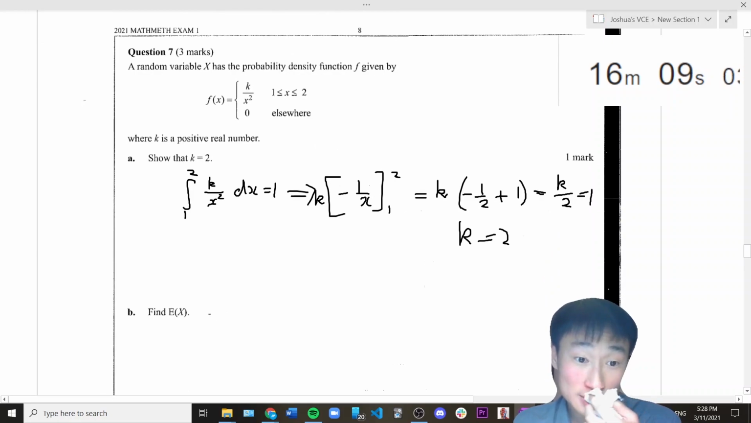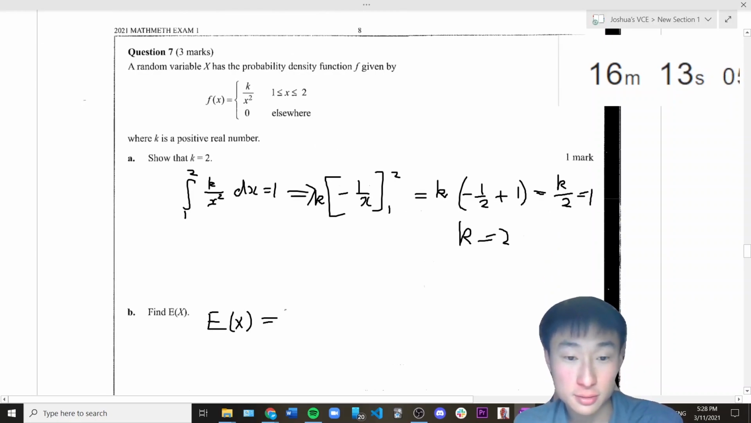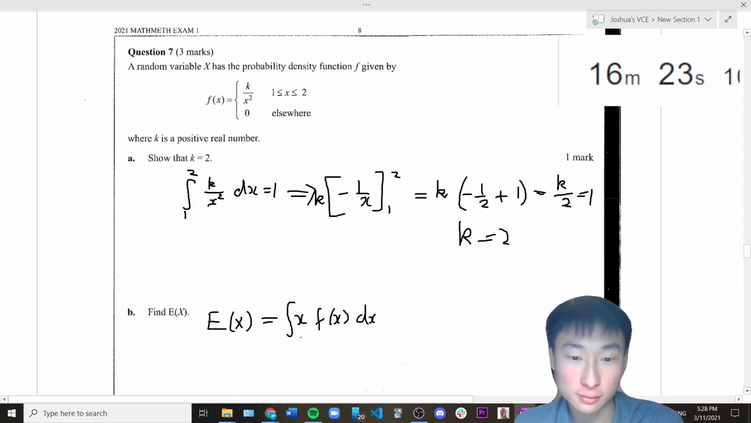Find E of X. Oh no, I might have forgotten this. E of X is equal to... it's, yeah, it's the integral of x f of x, from 1 to 2. I tutored this, so I should know this better.